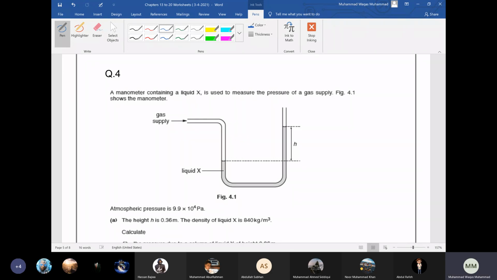Do you remember, beta, we discussed that the pressure here in this case, first of all, tell me which pressure is greater, gas pressure or atmospheric pressure? Yes, sir, gas pressure. Okay, so here gas pressure is equal to atmospheric pressure plus pressure due to the liquid column H, right? And how can we find the pressure due to the liquid column H? We can find it using the formula rho g h, right? Yes, sir.